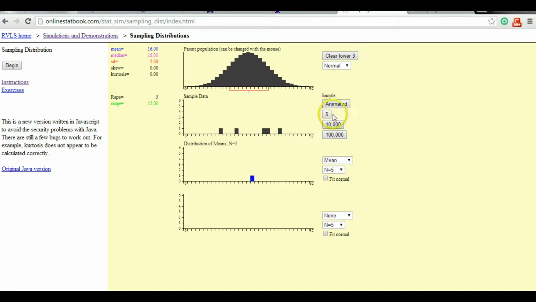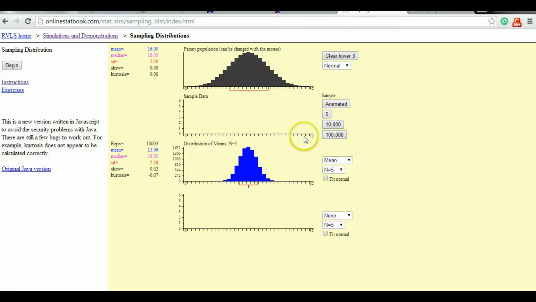Okay? And we're going to do it again. And then we're going to do it again. Okay, and these are all the means of the 5 people that we sampled. So now let's do 10,000 samples of 5 people. Well, what do we notice?